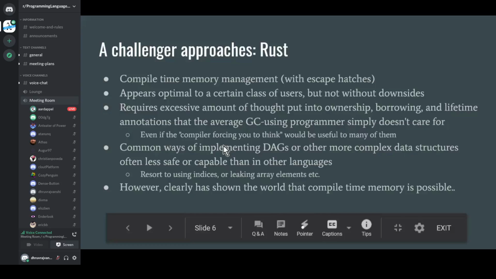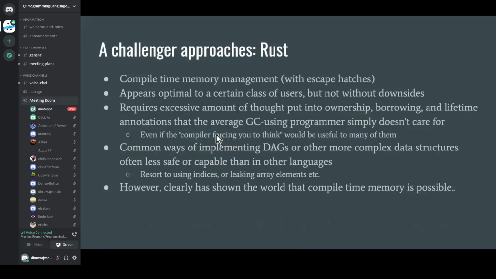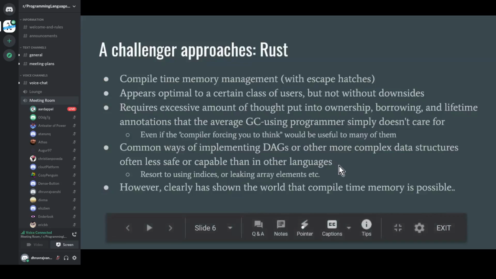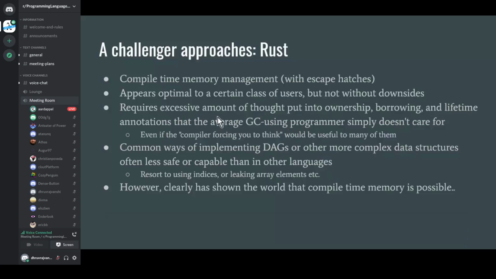But I think the big takeaway from Rust for me is that it's a fairly, almost mainstream language nowadays, and it has shown the world that compile time memory management is a viable thing that we can have. And to me, that's hugely exciting, and that's going to bring on a wave of additional languages that are going to take this further, I think.